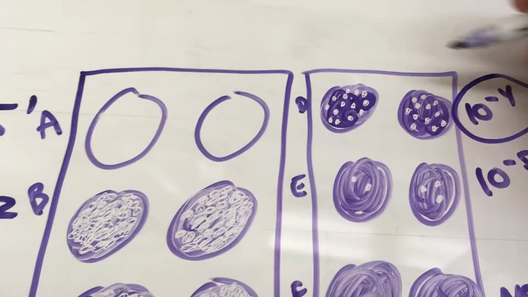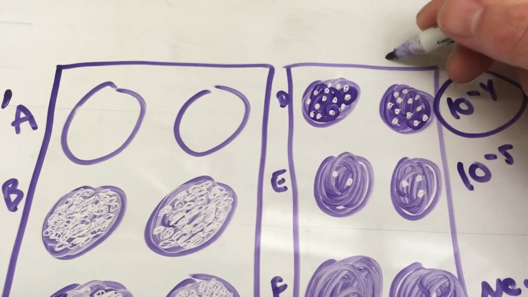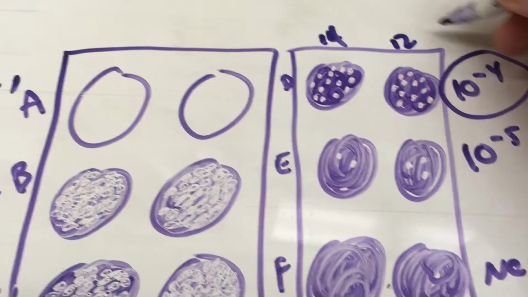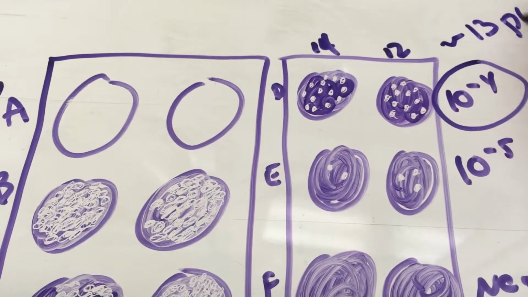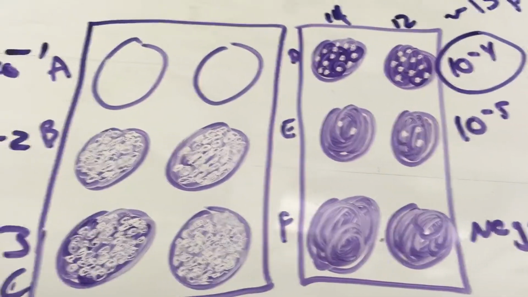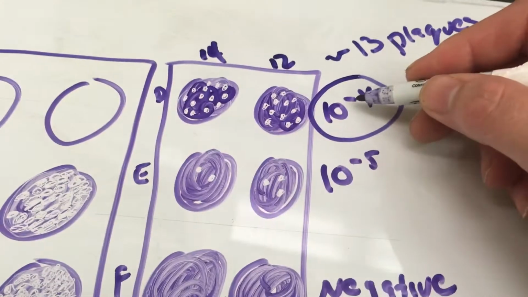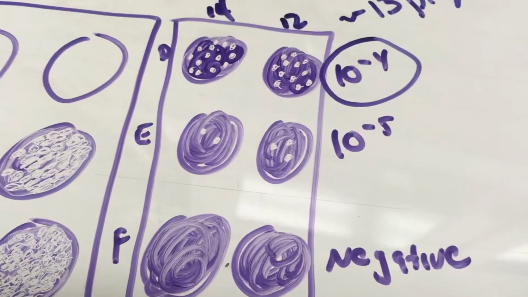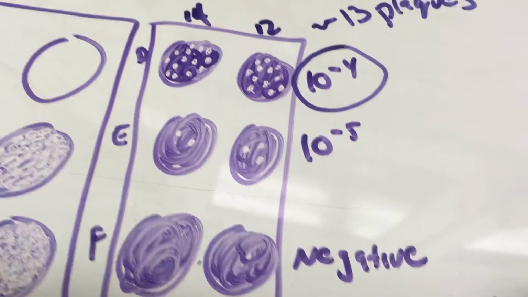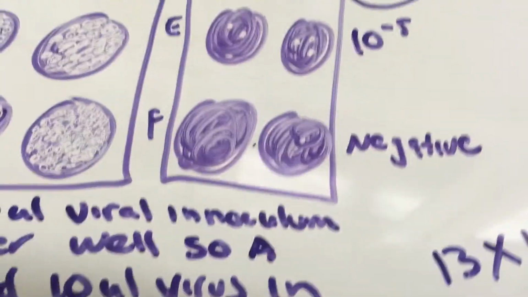And so what we're going to do is count the plaques in each one and average them. So here we have 12 plaques. Here we have 14 plaques. And so we have an average count of 13 plaques. Okay. So to calculate this, all we need to do is take 13 times the reciprocal of that dilution we're counting. So it's 10 to the 4th to the negative 1. So it's 13 times 10 to the 4th.